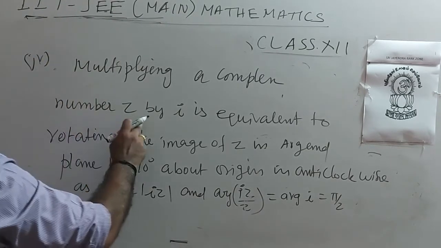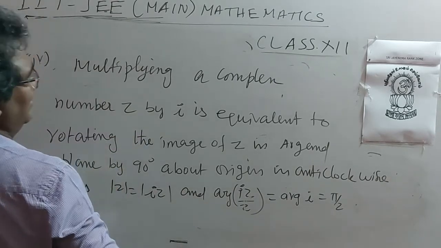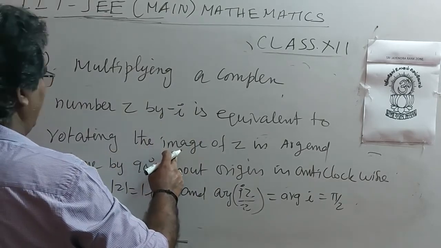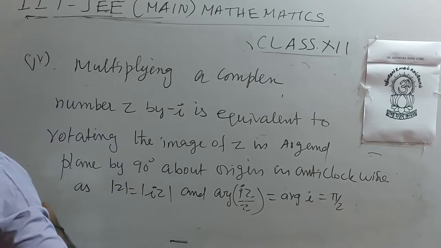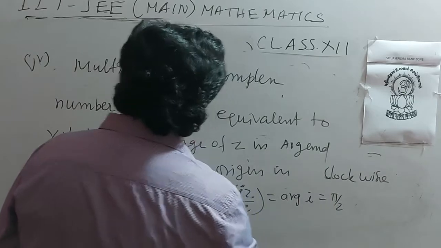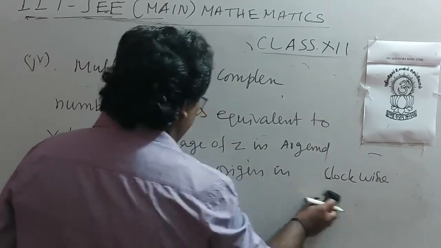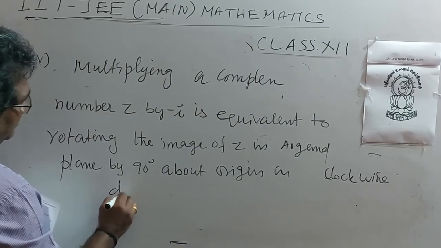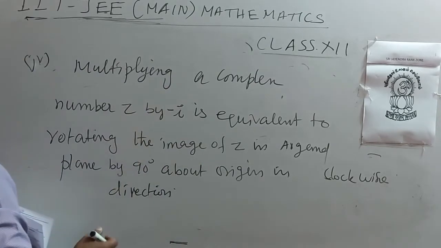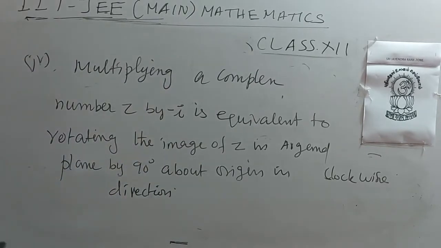Next, multiplying a complex number Z by minus i is equal to rotating the image of Z in the Argand plane by 90 degrees about origin in clockwise direction. If you rotate in the anti-clockwise direction, it is equal to multiplying by i. Multiplying any number by minus i means rotating the number in the clockwise direction by 90 degrees about origin.